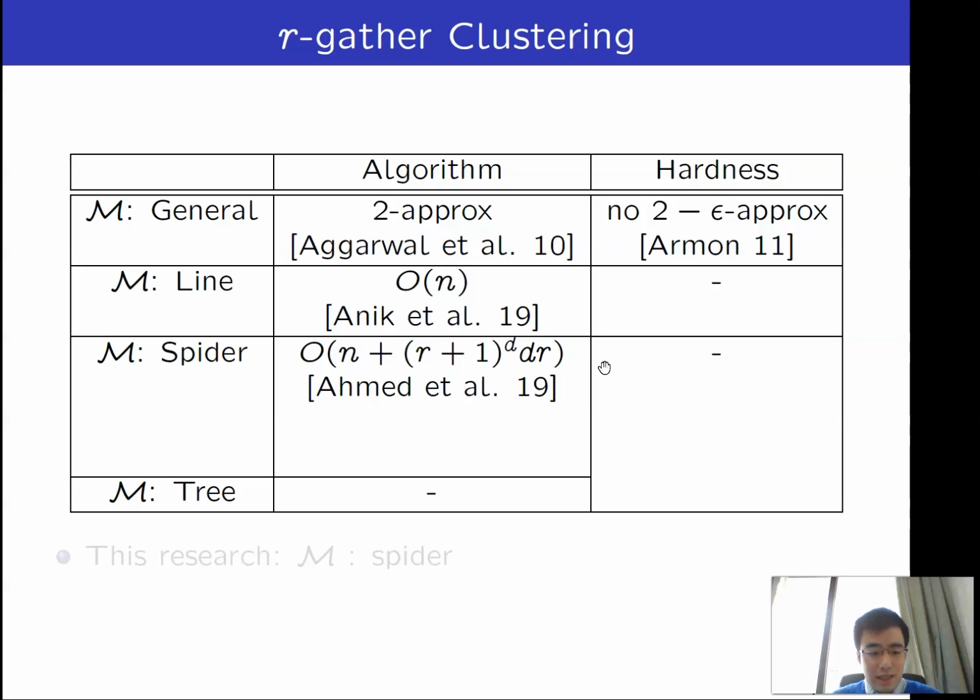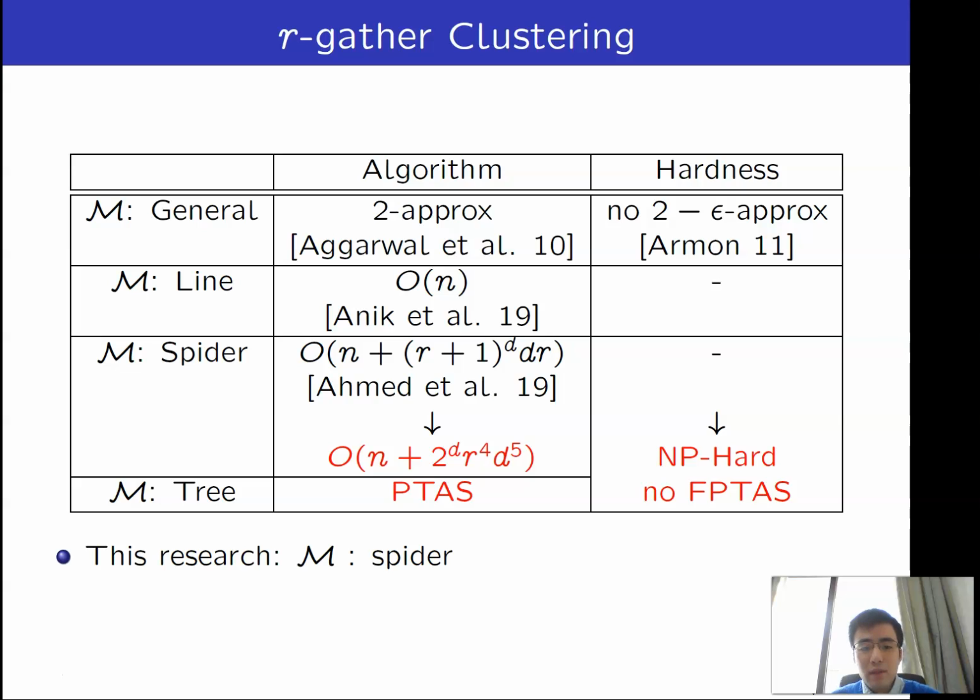Note that this is an algorithm parameterized both by R, the minimum number of users in a cluster, and D, the number of legs. In this research, we investigate the case where the metric is a spider, and first, we improve the time complexity to an FPT algorithm that is parameterized only by the number of legs. We also give PTASes for this case, and this result can be extended to trees.